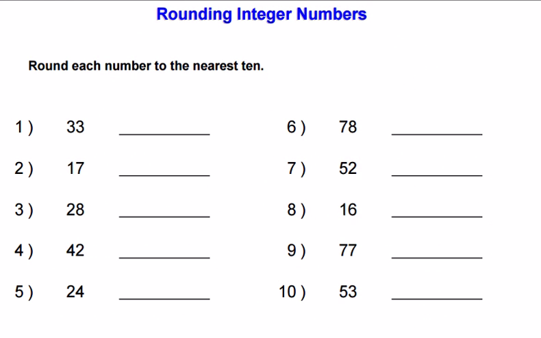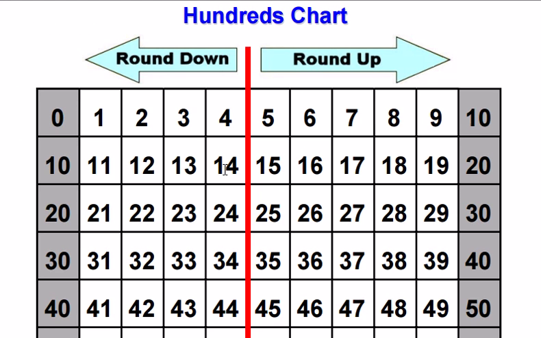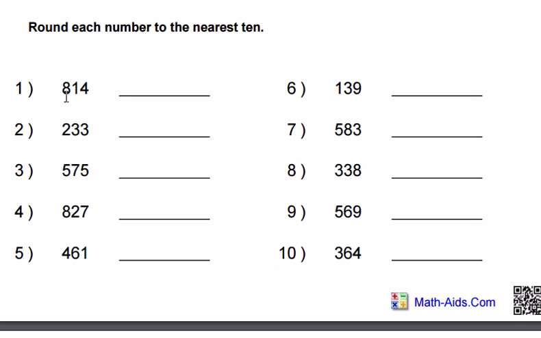Okay, so now we're going to go down the sheet, and we're going to use bigger numbers here, and don't allow this bigger number to scare you, because you're still going to use the same concept as what we used in the problems before. So we have 814. We go to our chart, and our 4 is still going to tell us what to round this number to. So we have 814. So let's find 14 on the chart. So we're going to round it down to 10. Okay? So that would be 810 instead of 814.